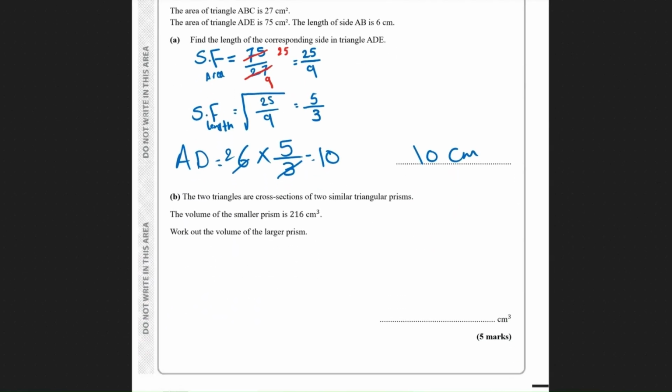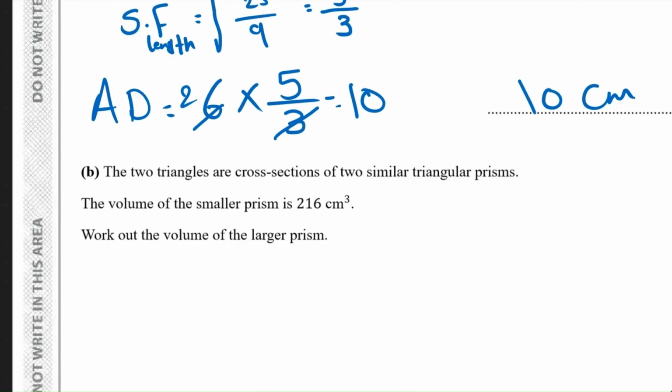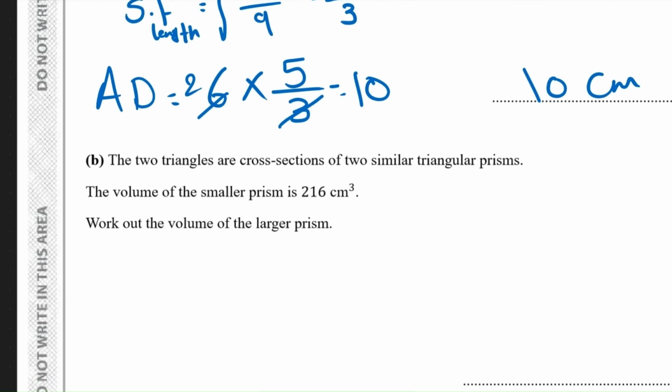The two triangles are cross sections of two similar triangular prisms. Now it starts to bring you to another story here, the volume story. The volume of the smaller prism is 216 centimeters cubed. Work out the volume of the larger prism. So should we use the same scale factor? Yes, but not exactly the same, because what we have now is the length one, which is 5 over 3. But we need to use the scale factor of the volume here.